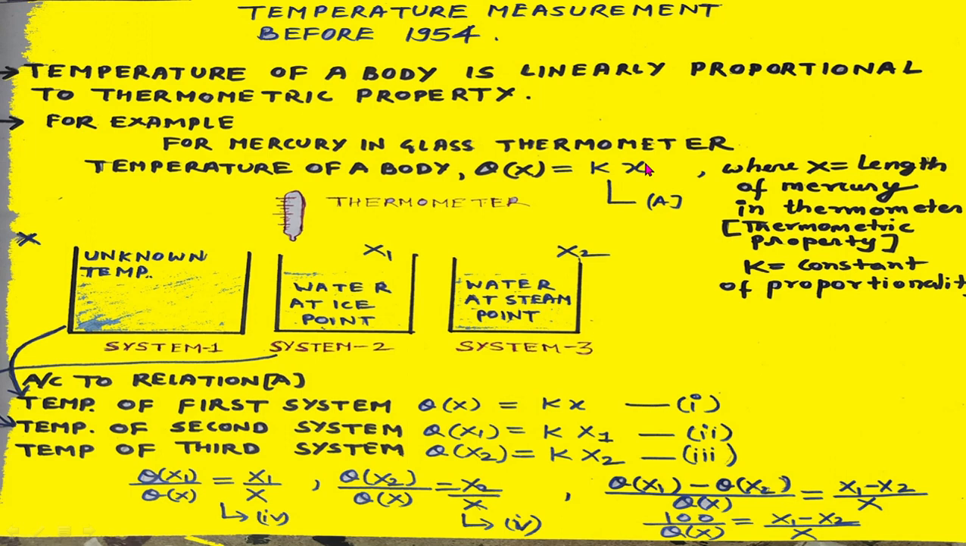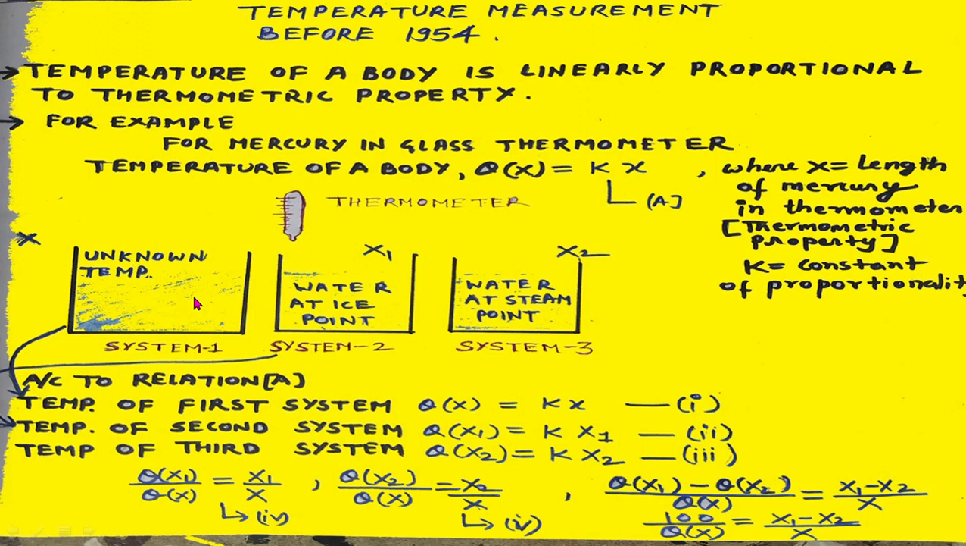Now friends, to measure temperature of a body, a very unique technique was used actually. Let us understand that technique with the help of an example. In this method, three systems were taken. The first system, whose temperature is to be determined by us, that is the unknown temperature. System 1 has unknown temperature, that is, we have to find the temperature of system 1 as shown here. This is the system 1.